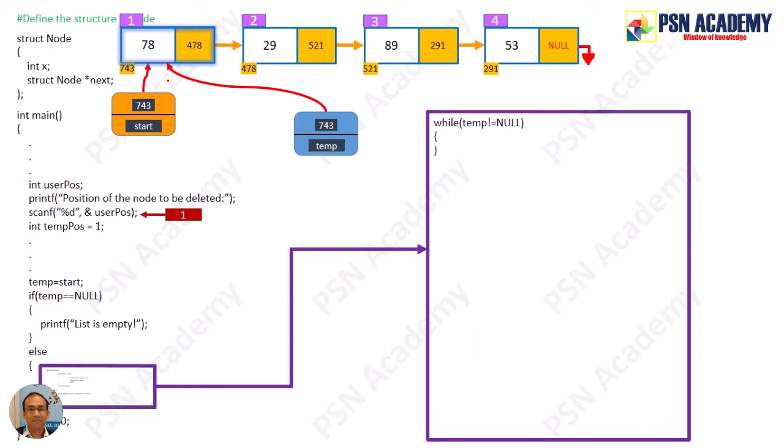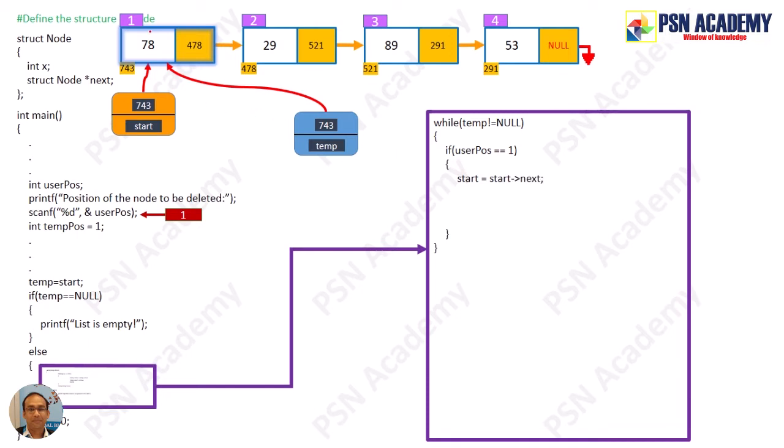We take this temp_pos variable and initialize it with 1. The role of the temp_pos variable will be to keep track of the temp's position in this linked list. Now, we already know that the temp pointer is used to traverse over the list. So, we write here, if user_pos is 1, then start will be start next.